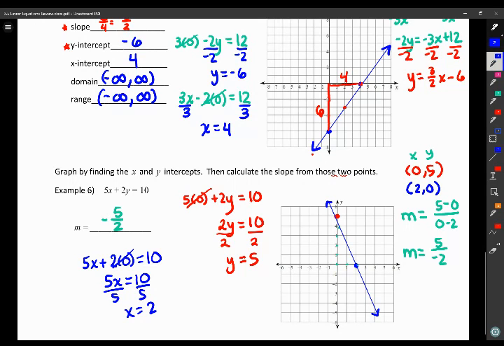If it doesn't, make sure you contact me and we can go over it before you get to the next section. So this is just a review. You don't have an assignment. I just want to make sure you know how to graph a line.